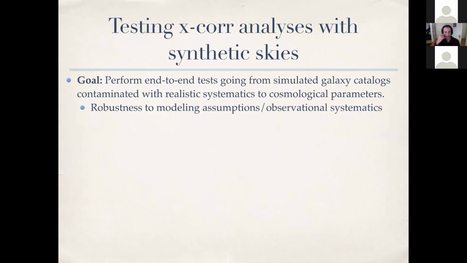Right, so like I said, the goal is to perform end-to-end tests starting from a simulated galaxy catalog that has realistic systematics in it and going all the way to cosmological parameters from those simulated galaxy catalogs to make sure that we get the right cosmology out, which we know because we ran the simulations with that cosmology. So this is going to be a test of the robustness of our analysis to modeling assumptions and observational systematics.